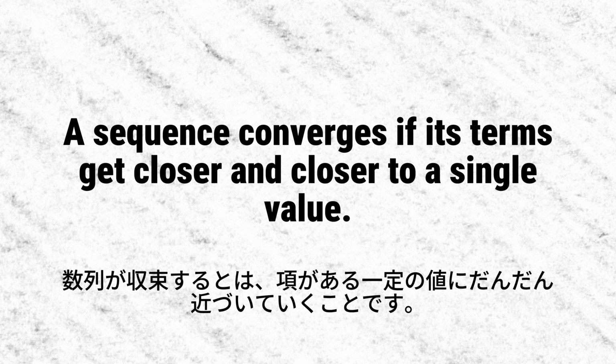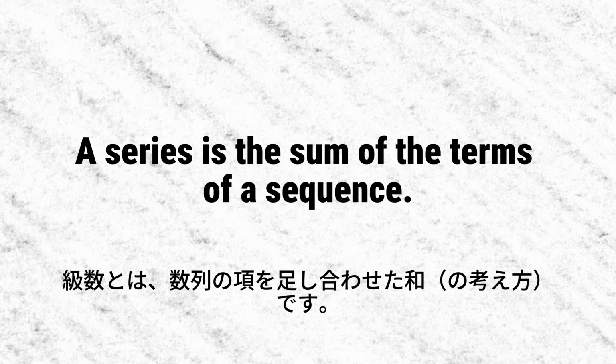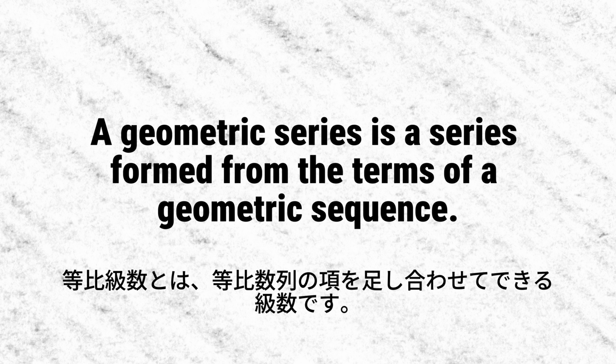A sequence converges if its terms get closer and closer to a single value. A sequence diverges if it does not approach any single finite value. A series is the sum of the terms of a sequence. A geometric series is a series formed from the terms of a geometric sequence.